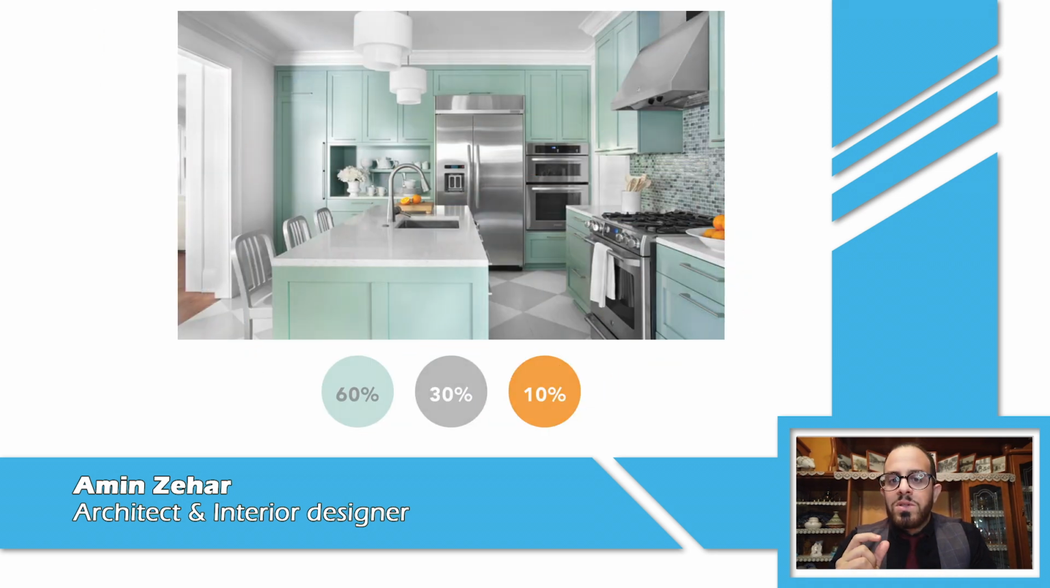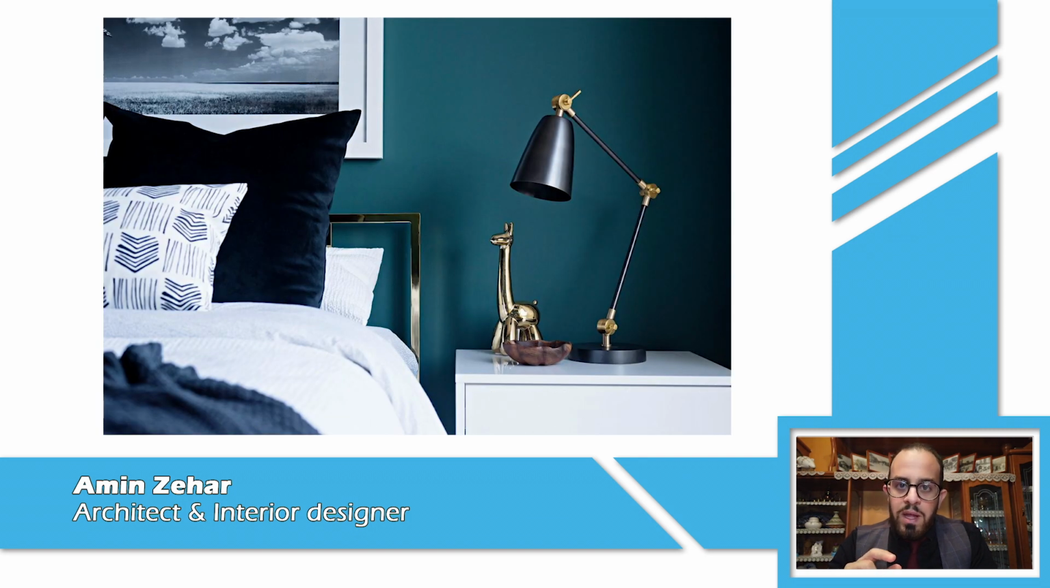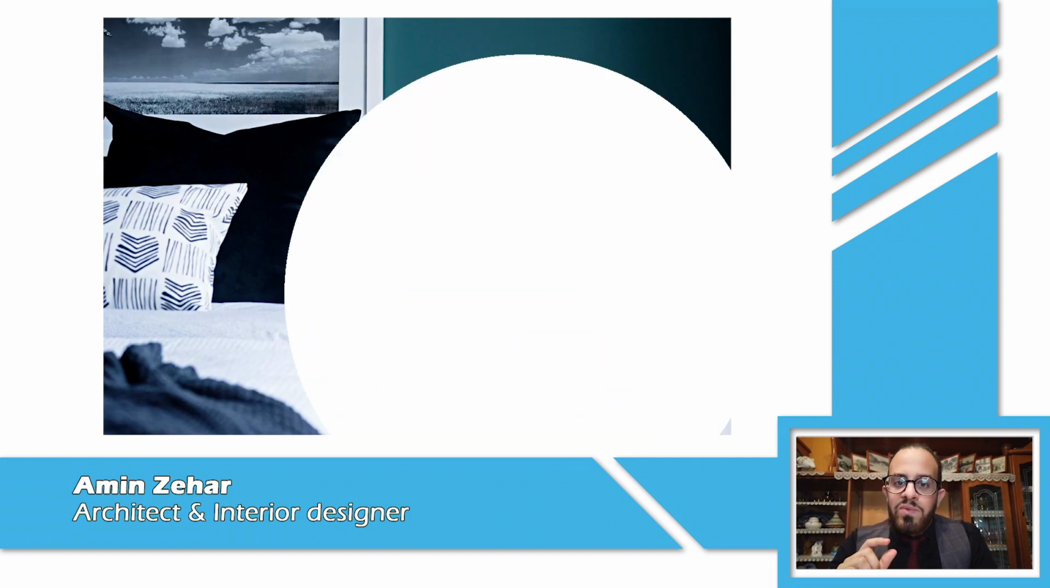It has to be in 60% of the space. The second color is going to be used in only 30%. But the last one, the 10% one, is called the accent color. It is used to create emphasis.